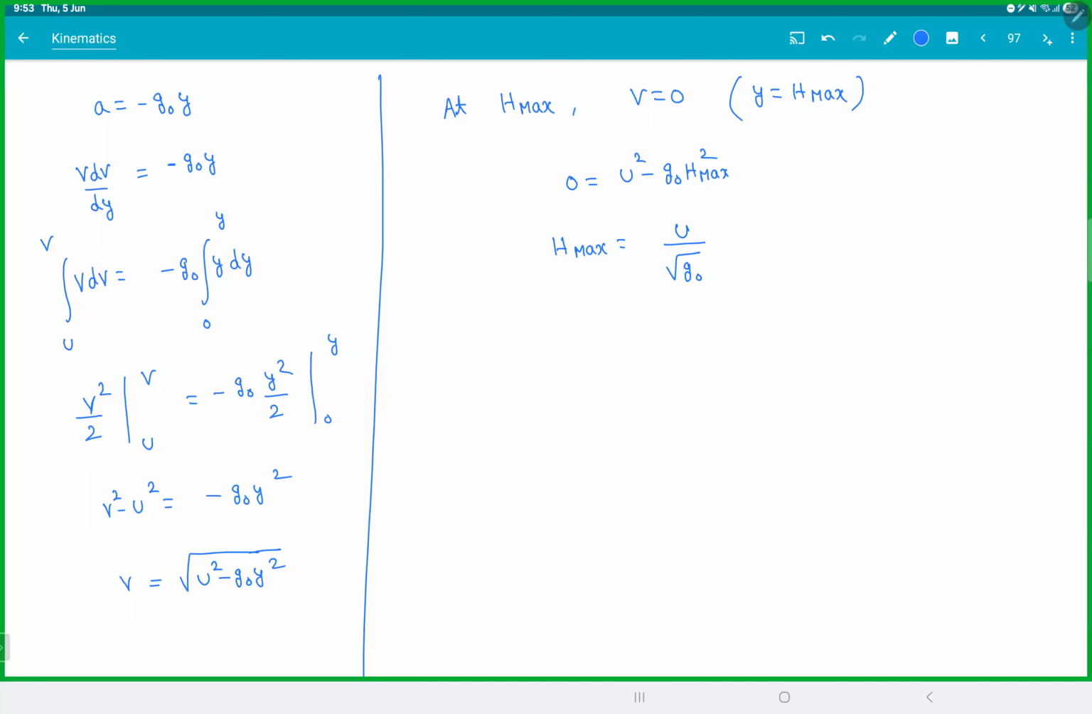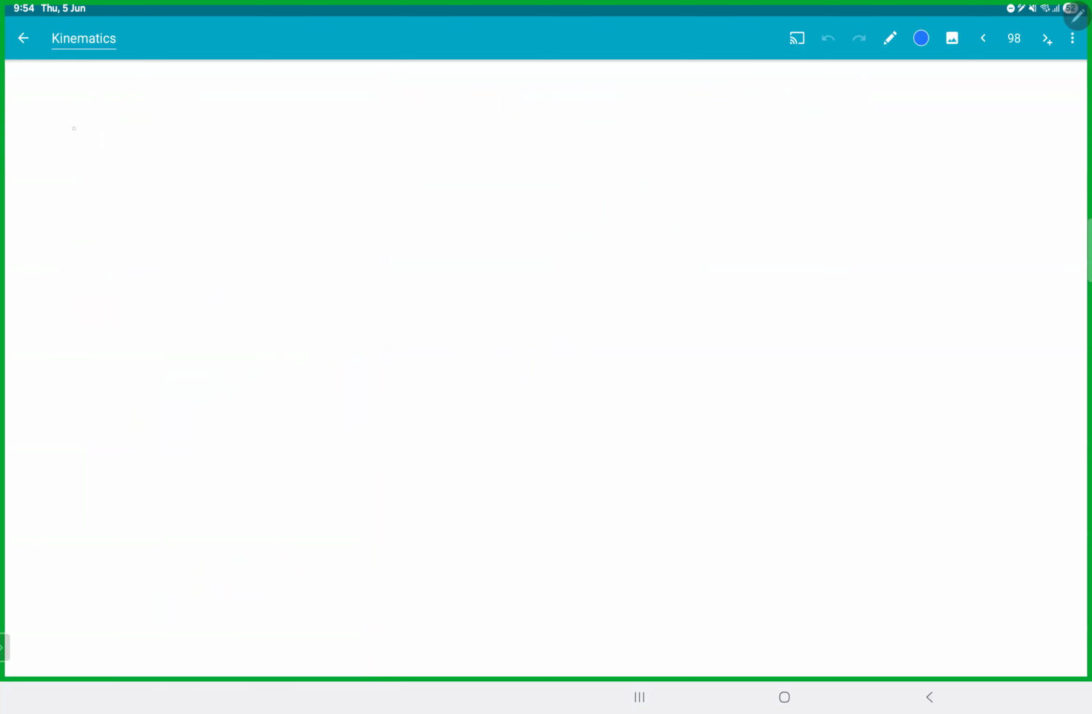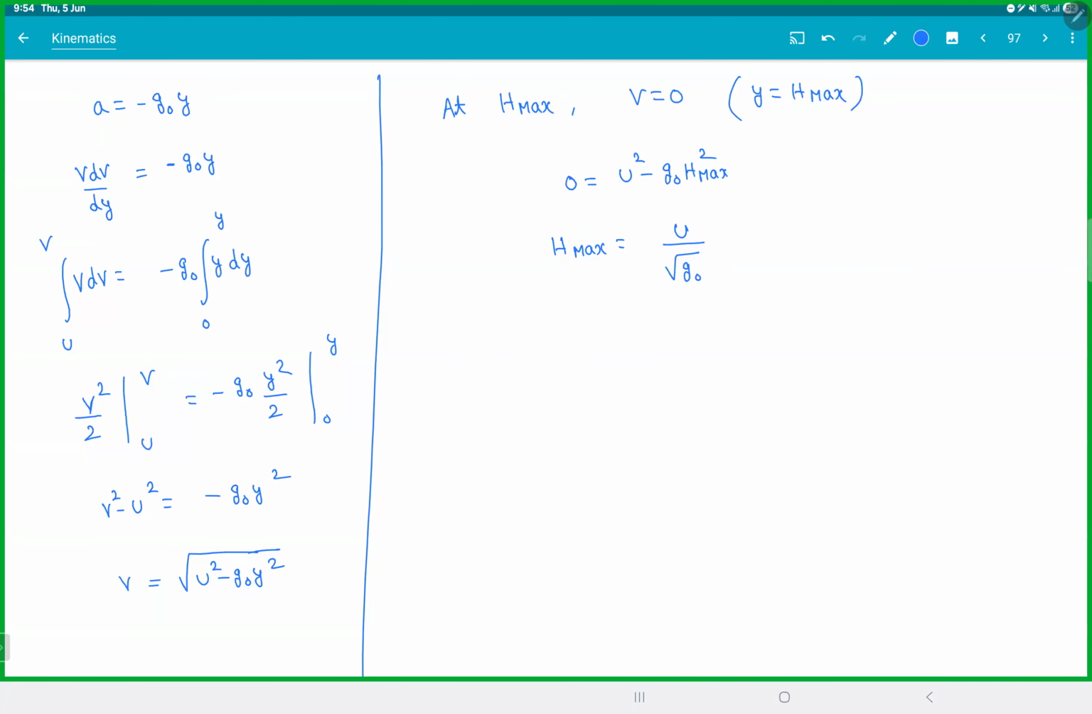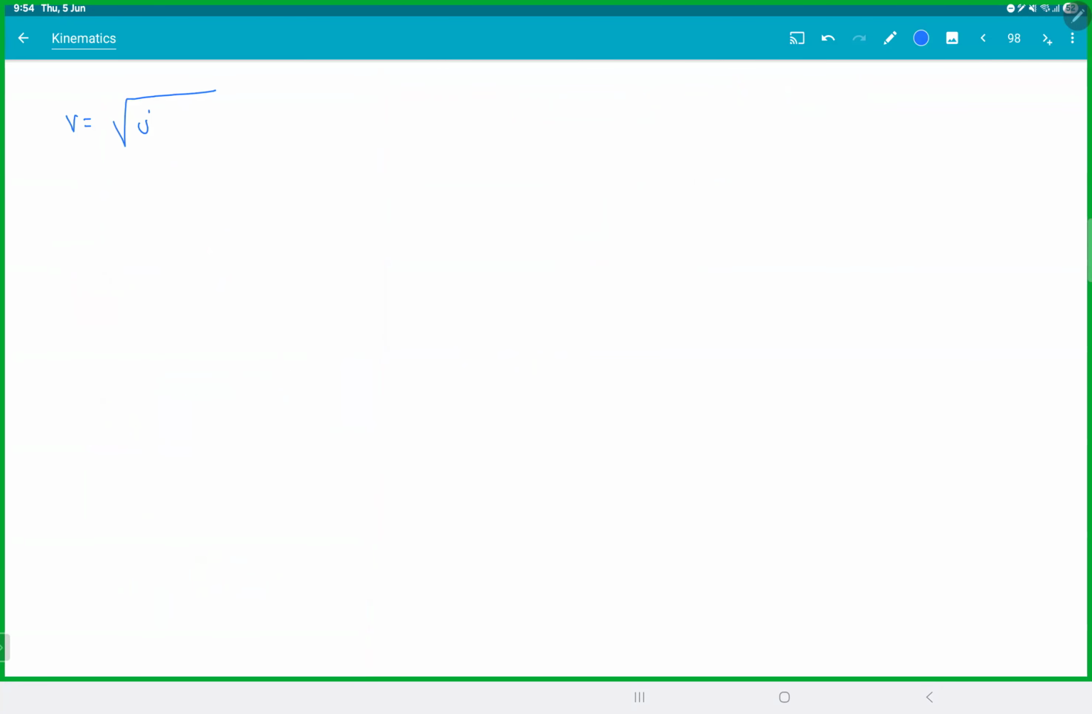It's a little complex. You have to go back to the integration again. So story is still the same. So I know v is equal to root over u square minus g naught y square. Let me show it in the next page. So this is your h max. Any doubts on this page? So we know velocity is root over u square minus g naught y square.